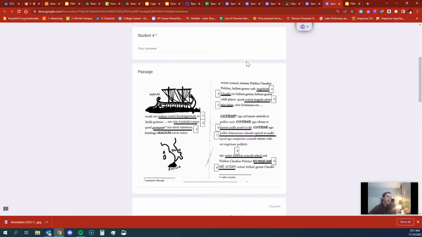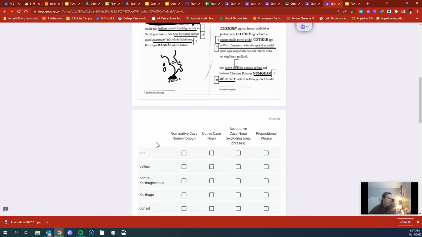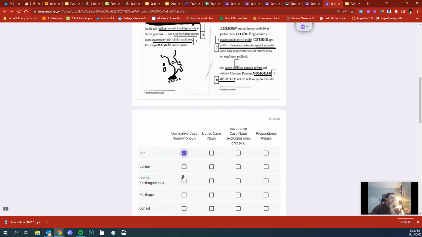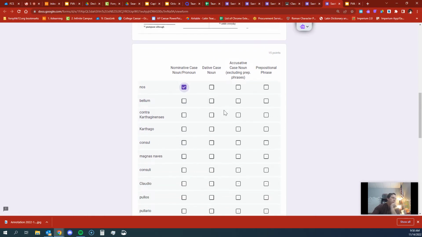This up here is a reference if you want to look at a sentence in order to get it, but most of these can just be answered kind of by looking at them. First one, kind of difficult. We have nos, which is a pronoun, doesn't necessarily follow those patterns. It's in the first line. Hodie nos bellum contra Carthaginensis in Sicilia gerimus. Well, in this sentence, nos means we. We know nos is being used as the subject here, so we know it's going to be nominative. And as we go down, I'll just kind of go through them with you.